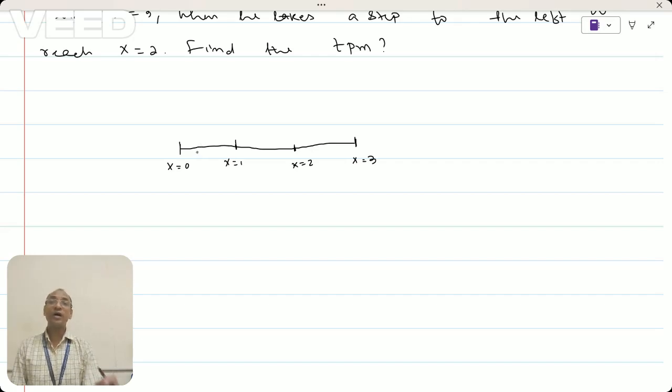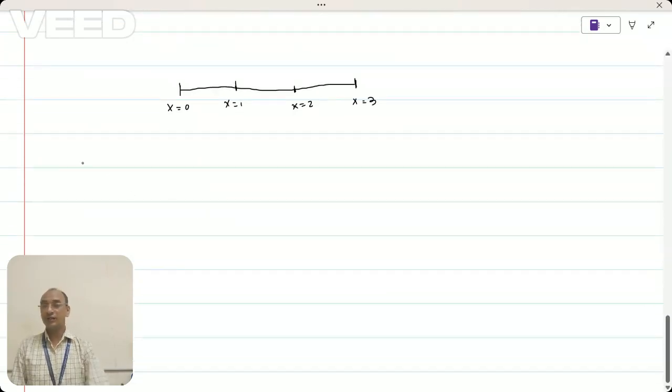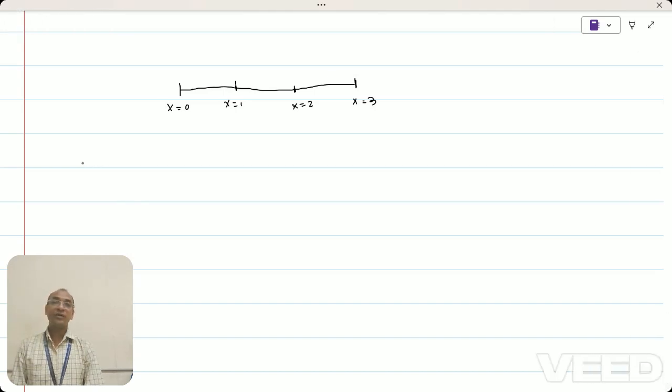Then how can we have the TPM for this? As I told you, in the TPM, the transition probability will be denoted by small pij. Small pij are the elements of the matrix capital P. So what I will do here is I want to construct capital P.